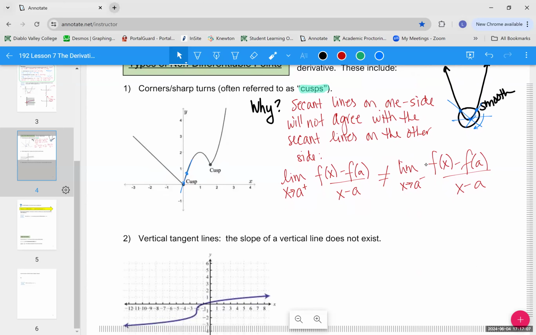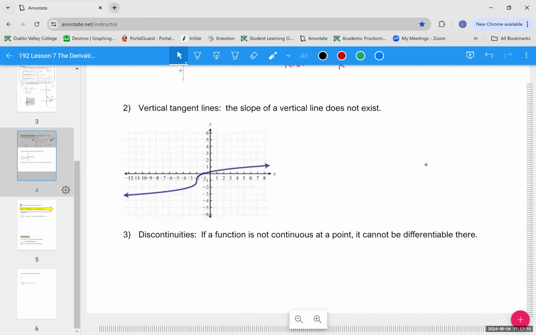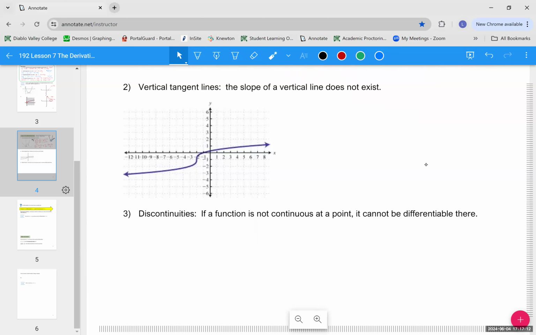So cusps are non-differentiable points. Next, vertical tangent lines. Any place, the slope of a vertical line does not exist. It's infinite. So any place where your tangent line would be vertical is going to be a non-differentiable point. We don't see those a ton, but they are there.